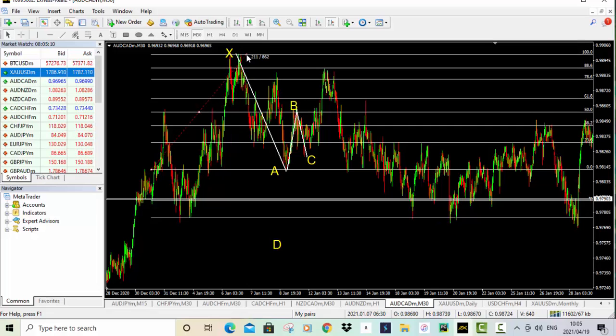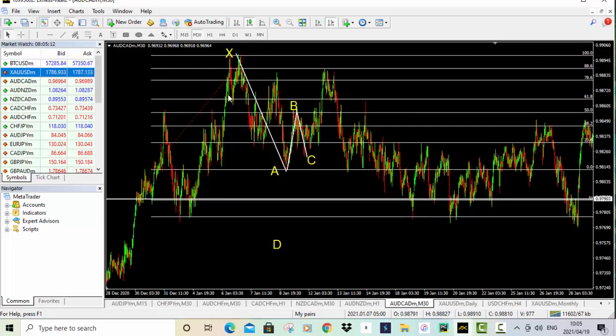Right. So our X is there. Now the next step here is to identify the D leg. The D leg minimum requirement is for it to hit the 88.6. So from here to there, you can see it did hit the 88.6 right on the spot. Okay, and then price reversed. So we do have a valid bet pattern. Okay, this is our valid bet pattern and a valid D leg.